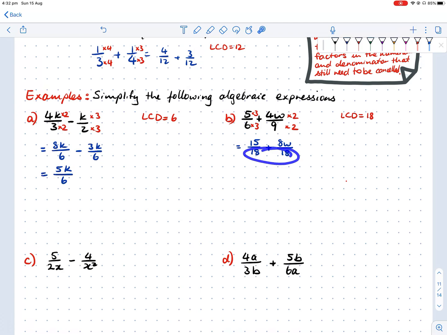Once the denominators are the same, we can now add the numerators together. But if you look at the numerators, that's a 15 and that's an 8w. So they're actually not like terms. So when we go about writing this out, we're just going to write out the whole thing. So 15 plus 8w over 18. So we can't simplify this any further. Okay, we can't add the 15 and the 8 together because they're not like terms. That's got a w on it and this doesn't. Okay, so we'll just put it all in the top of the fraction over the 18.